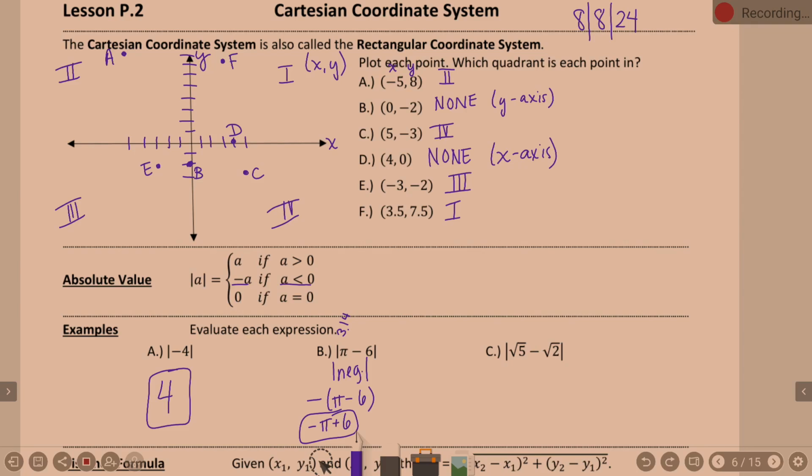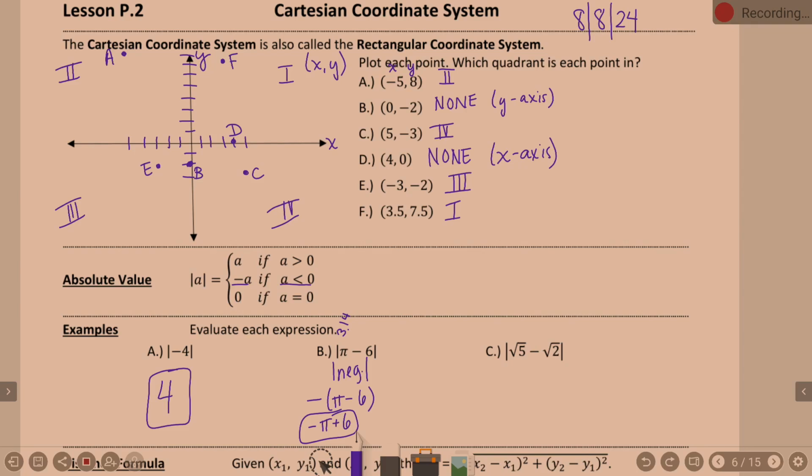Without picking up the calculator, what does your brain know about the square root of 5 minus the square root of 2? You can't just subtract 5 minus 2, can you? No. I didn't think so. But the square root of 5 is going to be bigger than the square root of 2, yes? So when you do the square root of 5 minus the square root of 2, you're going to get what kind of value? Positive.